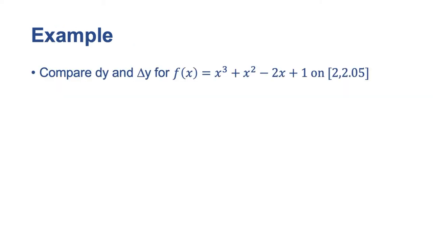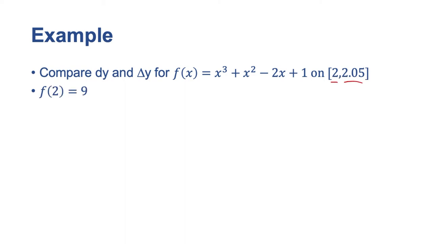Let's do an example. Maybe this will clear some things up. So let's compute dy and delta y for the function f of x is x cubed plus x squared minus 2x plus 1 on the interval 2, 2.05. So we need to find dy and delta y. So we're going to find f at 2 and f at 2.05, and we're going to subtract those, and that's going to give us delta y. So in order to find delta y, we just need to find our f values at both of these two inputs, and then we'll subtract them.